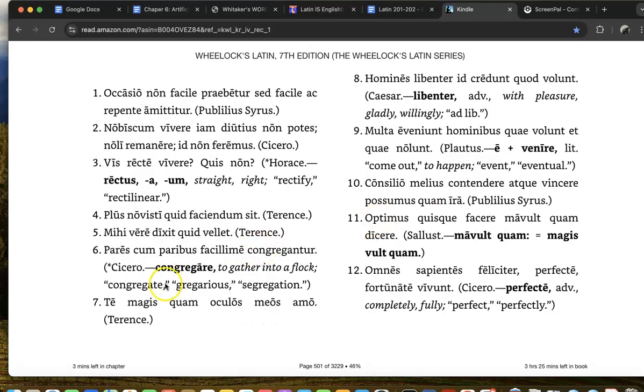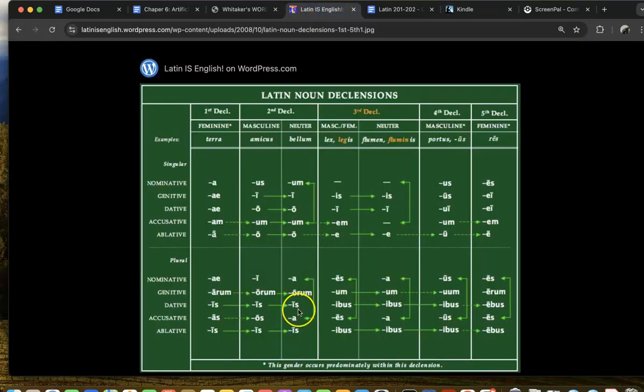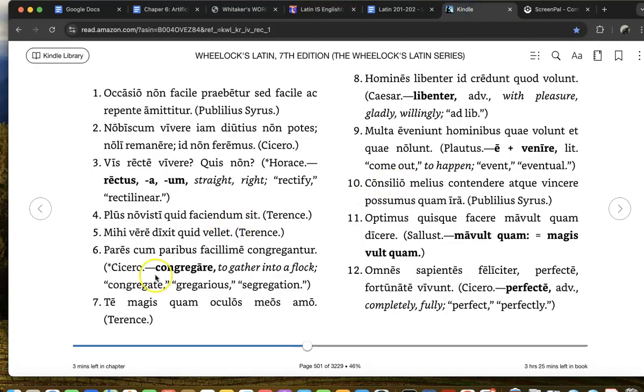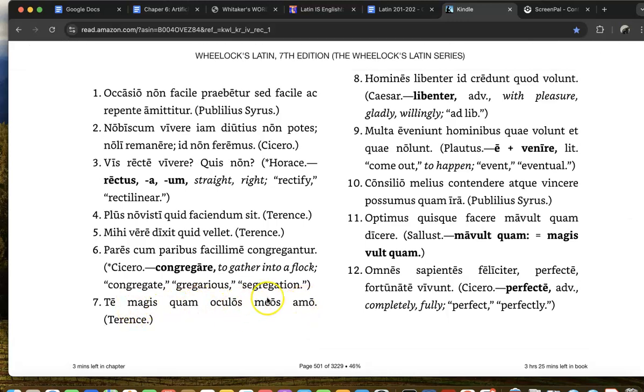And then the rest of it is just knowing vocab, which we've had in earlier chapters. Oculos meos, we should recognize at this point as second declension, accusative plural. Te, we've had many a times, simply the accusative form of tu, or you. So I love you more than my eyes.